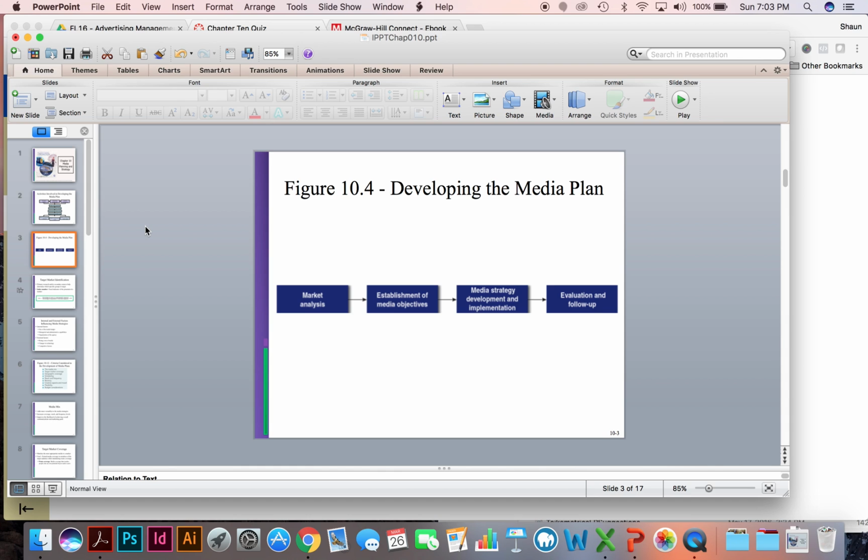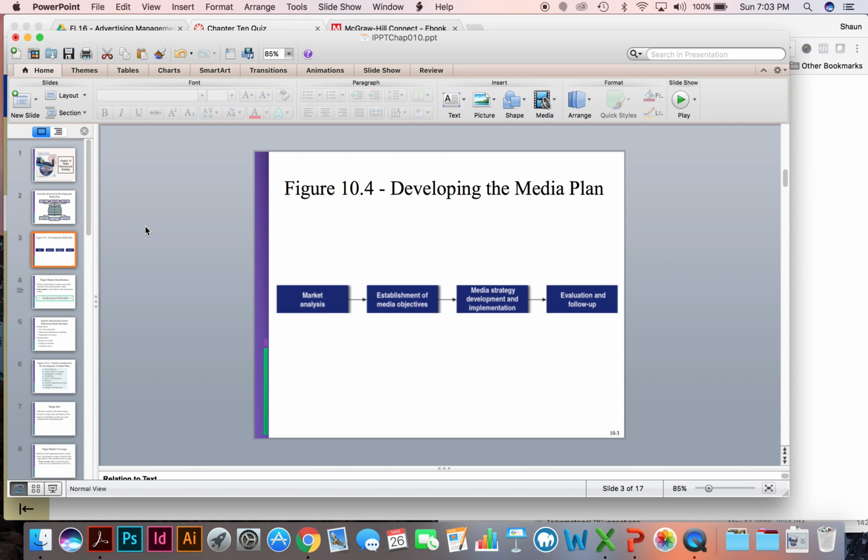Next, we want to establish the media objectives. Now, these should be reflective of your business objectives. So if it's a communications-based objective, make sure it's reflective of this. If it's a sales-based objective, make sure that your media plan reflects this. What do I mean by that? Well, it's important to establish KPIs, key performance indicators, that are reflective of these objectives.